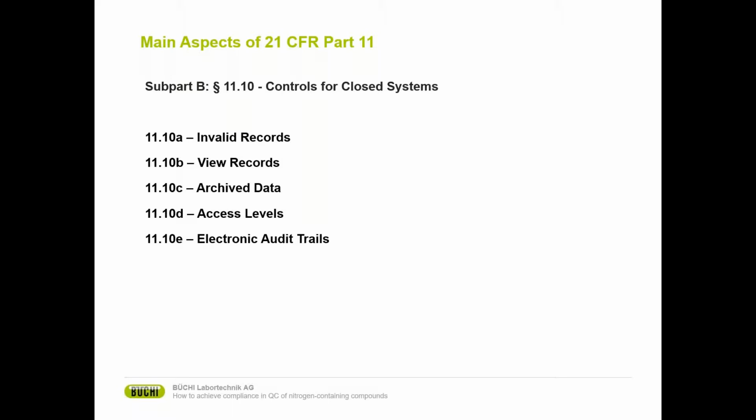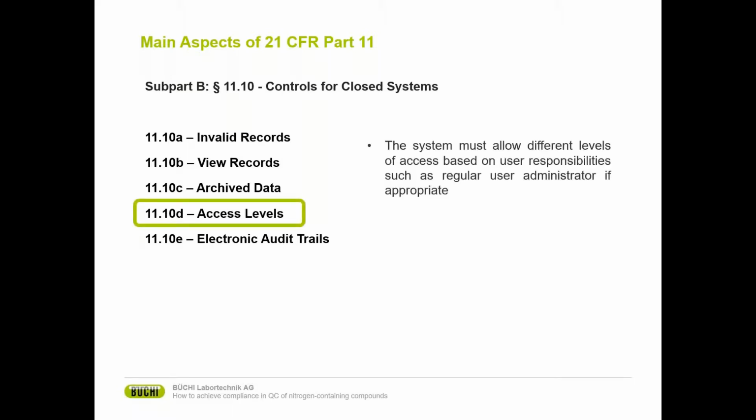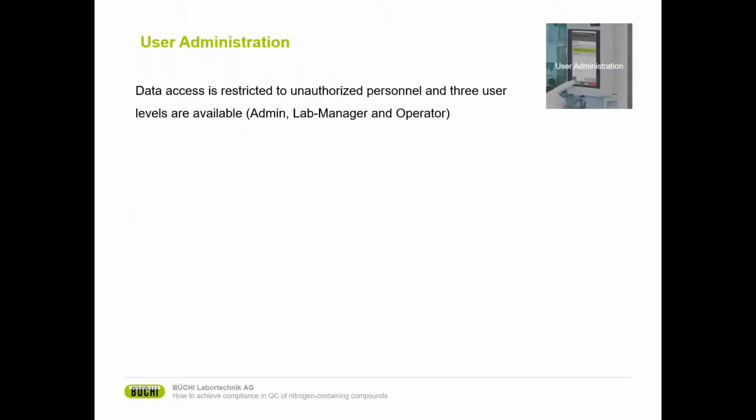So let's go to the next section, which is about access levels, 11.10(d). The system must allow different levels of access based on user responsibilities, such as regular user or administrator, if appropriate. So let's have a look at this feature of user administration here. Data access is restricted to unauthorized personnel and three user levels are available, like admin, lab manager, and operator.